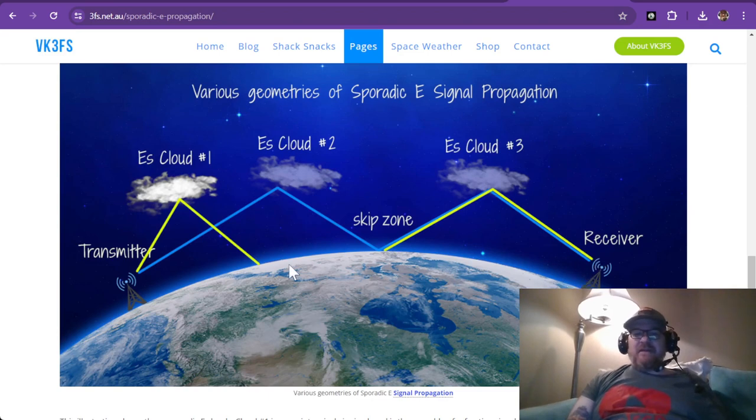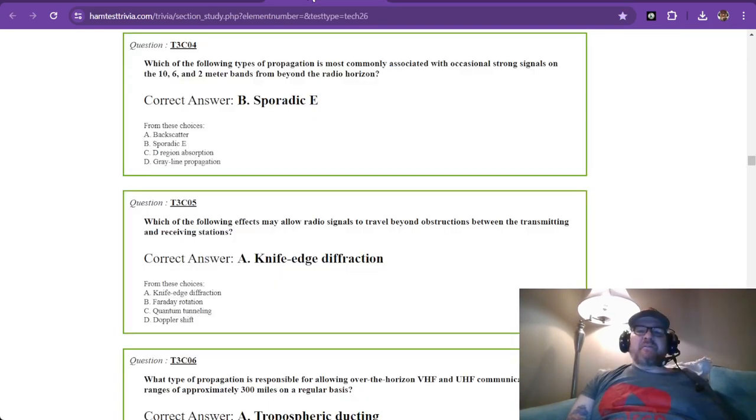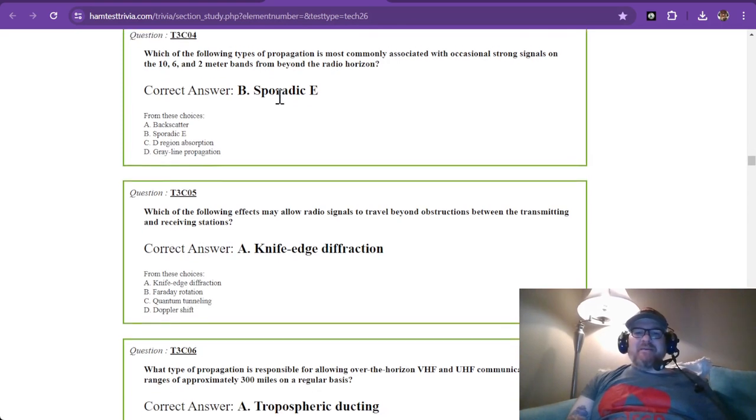Now, this looks like it's going about maybe a sixth around the Earth at this point, but that is the sporadic E, and they are just as that. They are sporadic. Now, it's said that during the late summer months is when sporadic E is the most common.